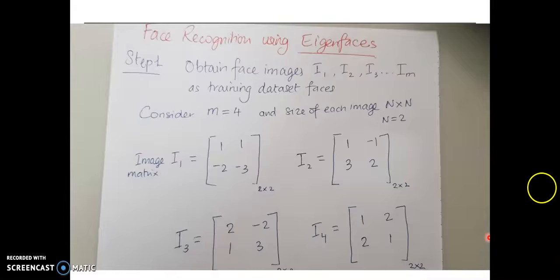So we have, for example, images I1, I2, I3, up to IM. We consider them to be our training data set of faces. Now, I'm going to consider a very small data set, for example, M is equal to 4. I have only 4 image matrices. And usually all the images are of the same size, N by N. So again, I'm going to consider a small image, a 2 by 2 image matrix, as shown on the slide.